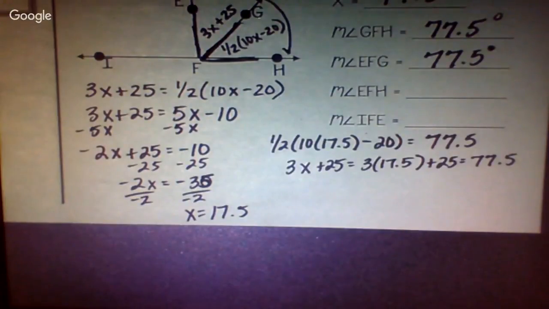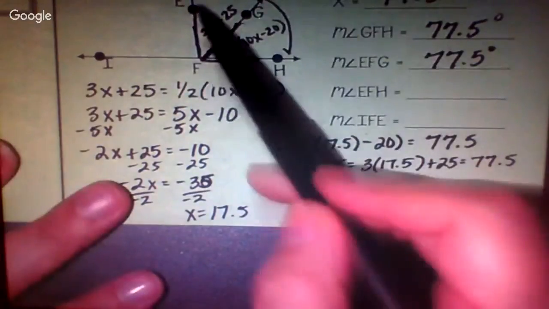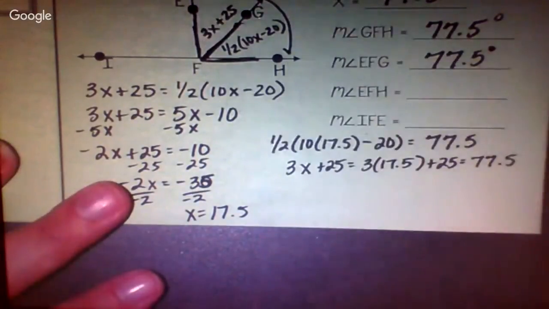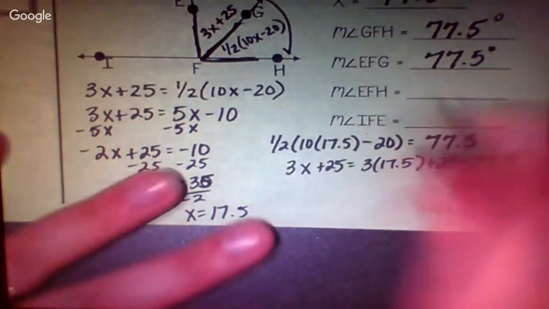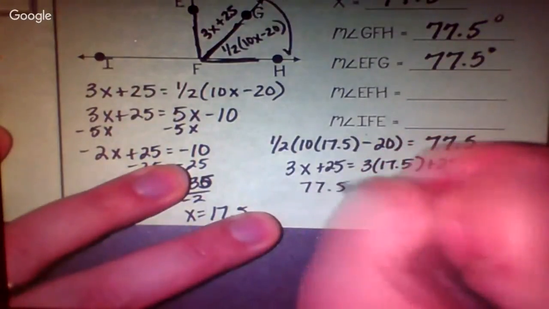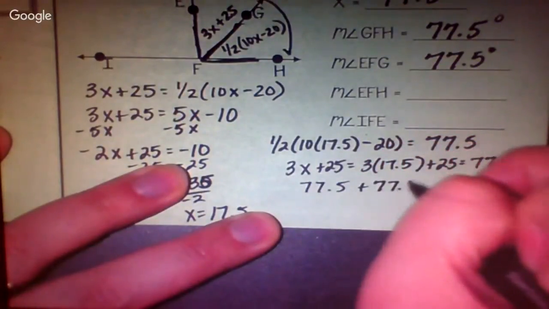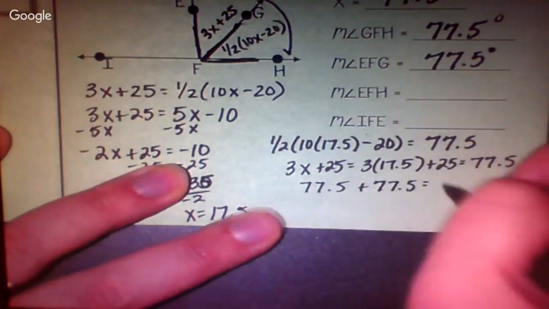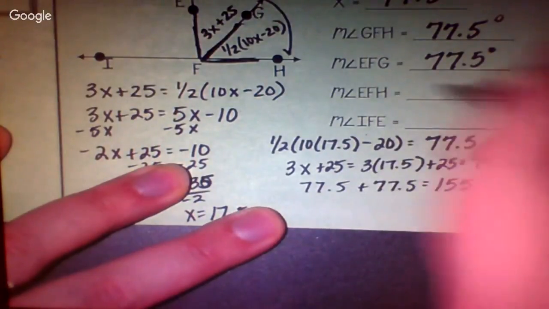Well, how do I find the measure of EFH then? The big one, EFH. Add the two together. So what's 77.5 plus 77.5? 155.